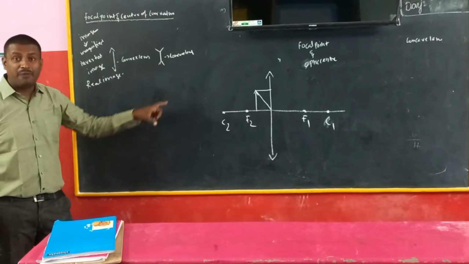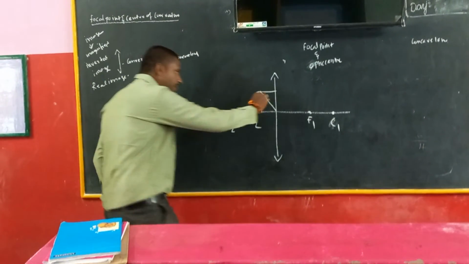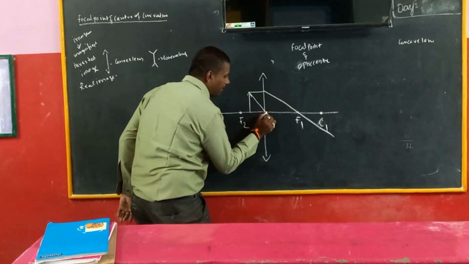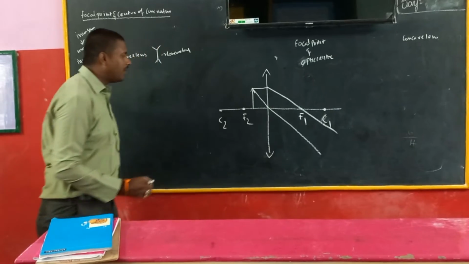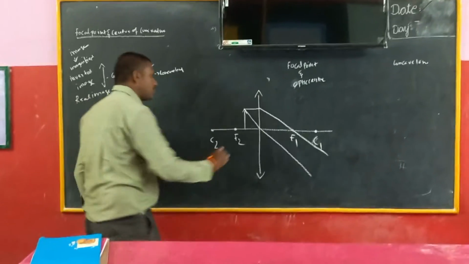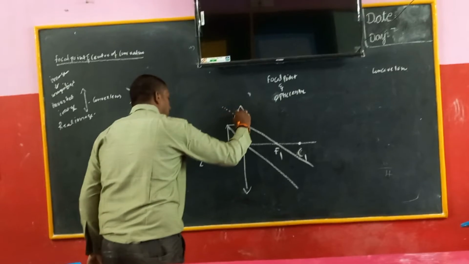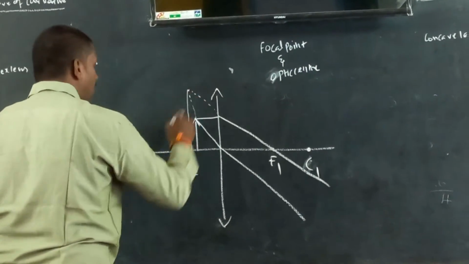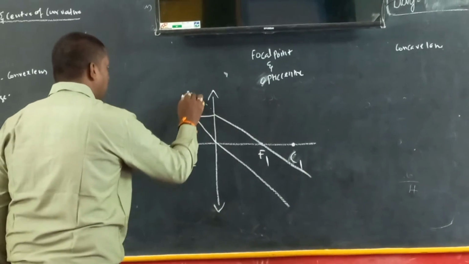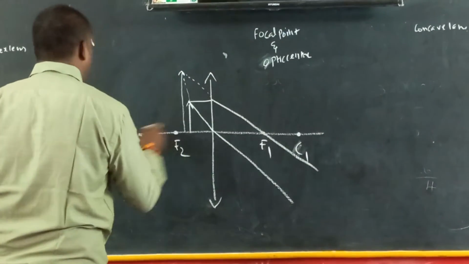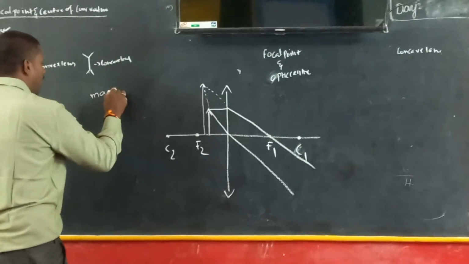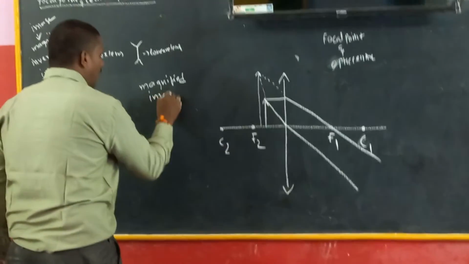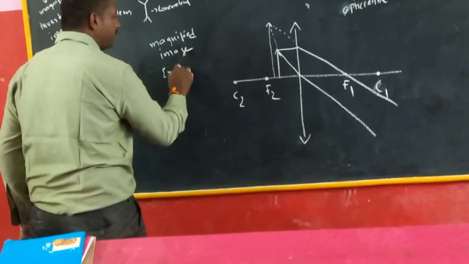We already know that if it is drawn parallel to the principal axis, it will pass through the focus, and the light ray which is traveling to the optic center is undeviated. Now where is the image formed? If we extend these two rays, the image will be formed here, and the image which is formed is a magnified image, and it is an erect image.